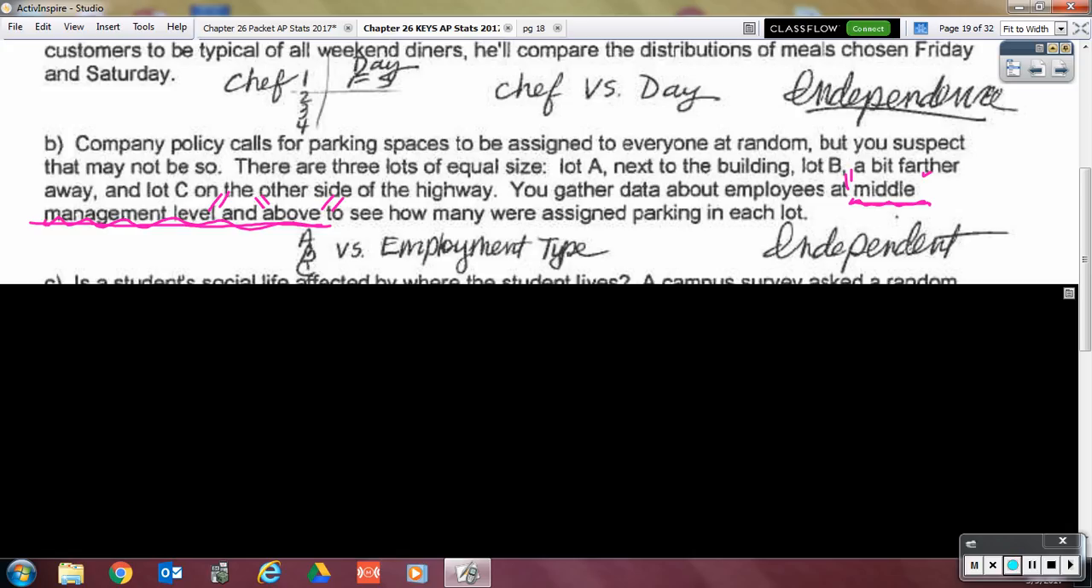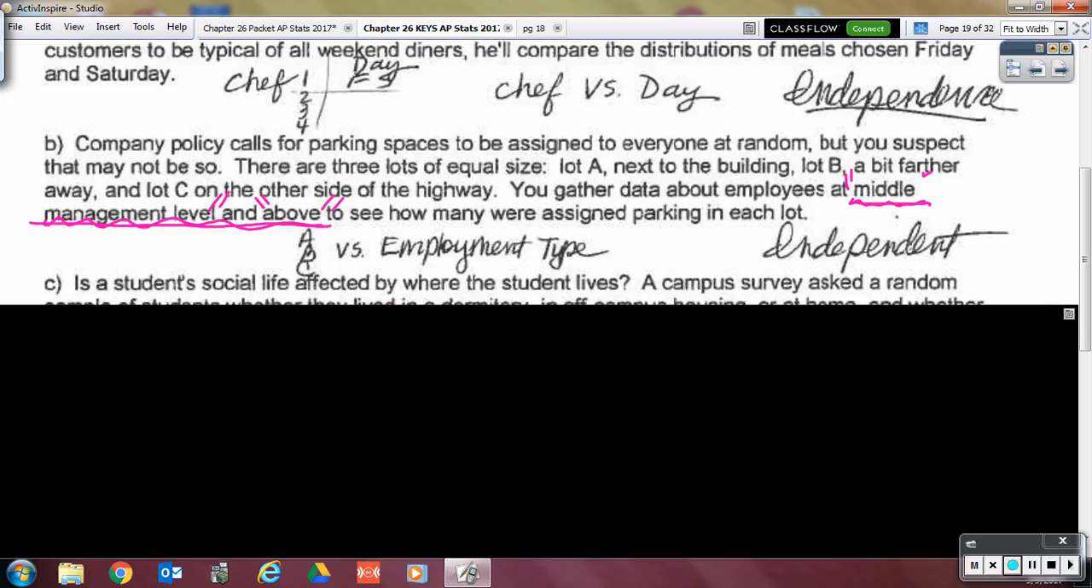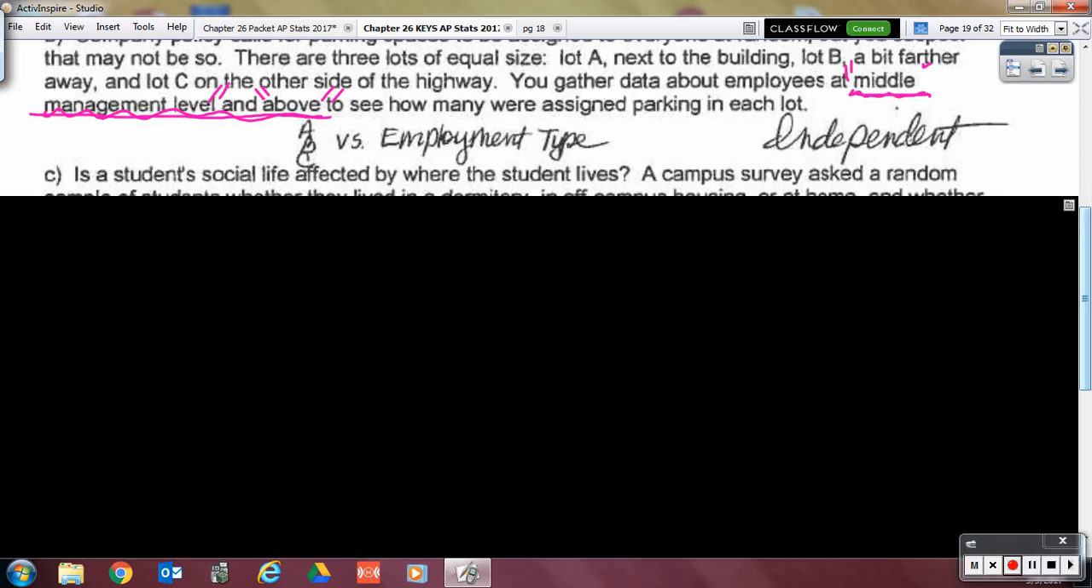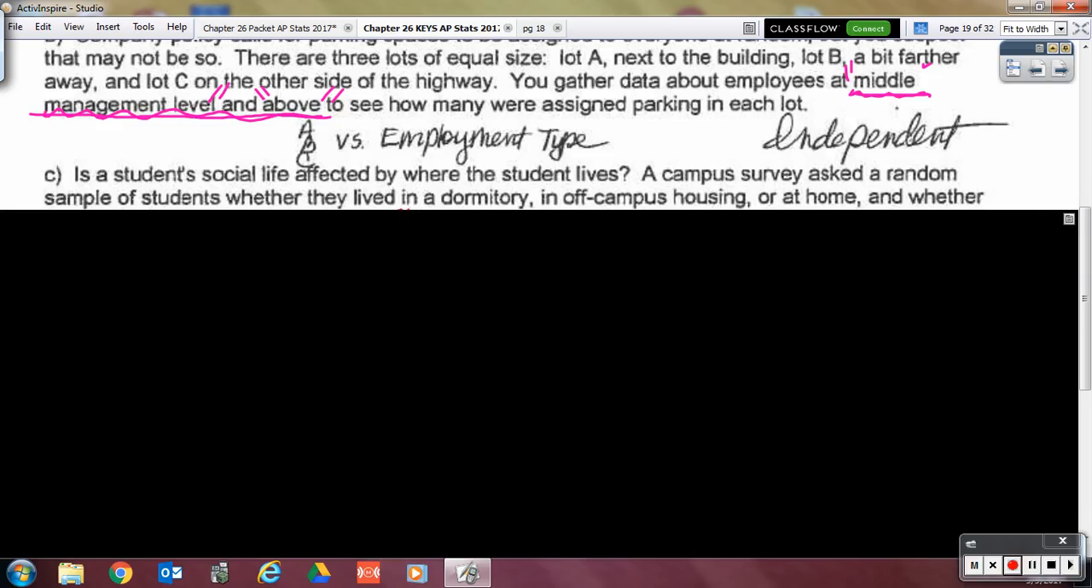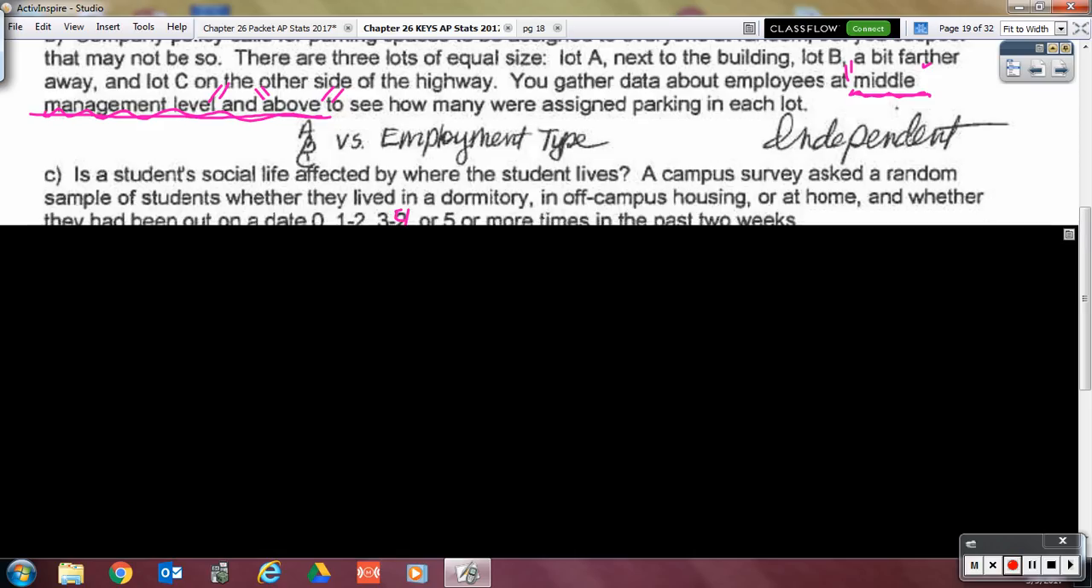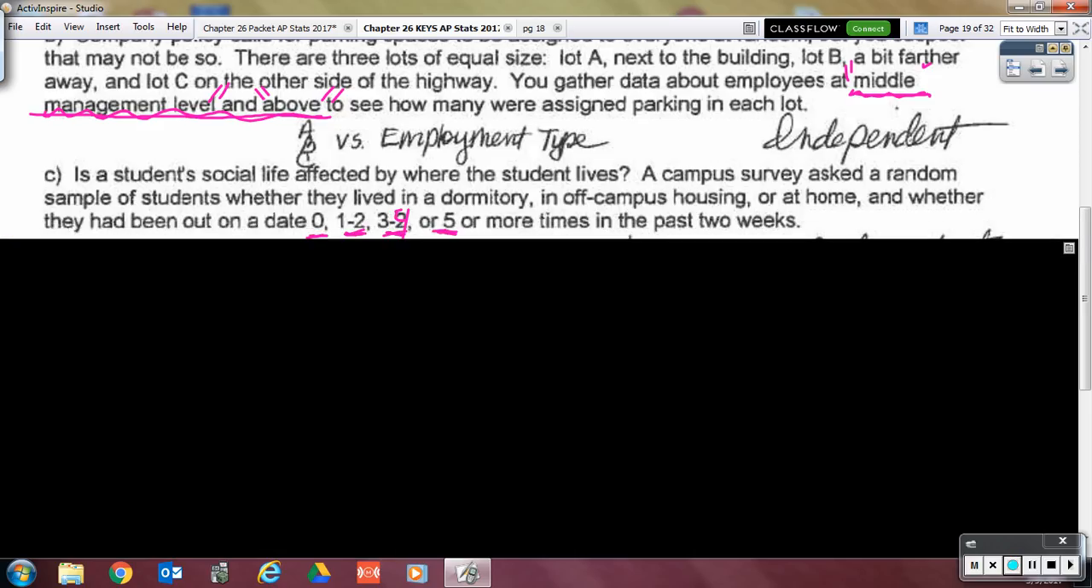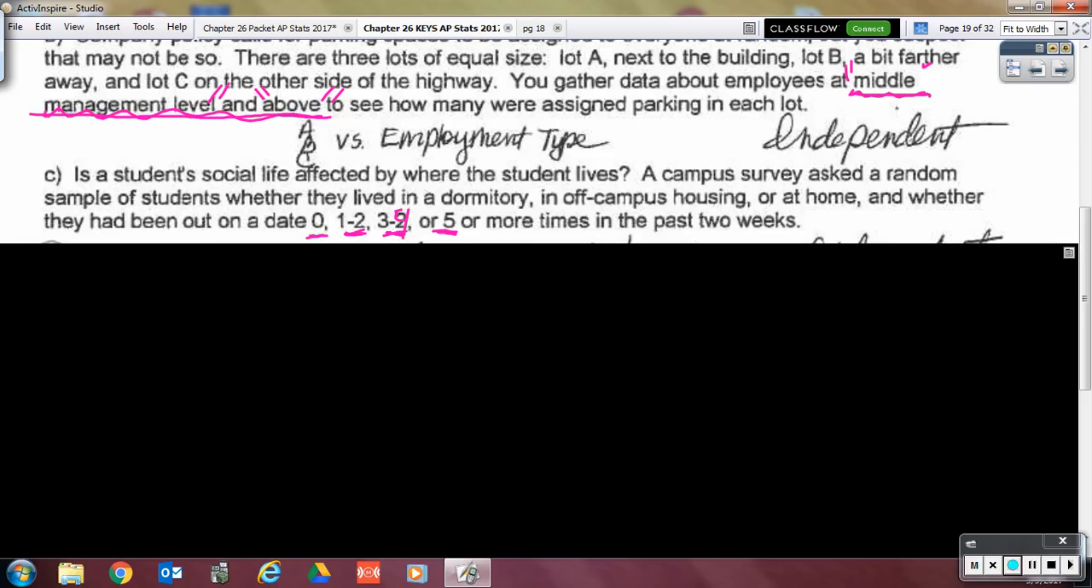Okay? Now, let's do one more here because it kind of gets into something interesting. Is a student's social life affected by where the student lives? A campus survey asks a random sample of students whether they lived in a dormitory, in off-campus housing, or at home, and whether they had been out on a date 0 times, 1 to 2, 3 to 4, or 5+ times in the past 2 weeks. So those are categories of dating that you would tally yourself into. So what do we got going on here?